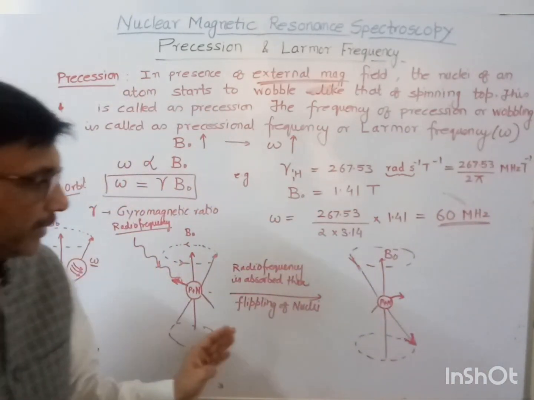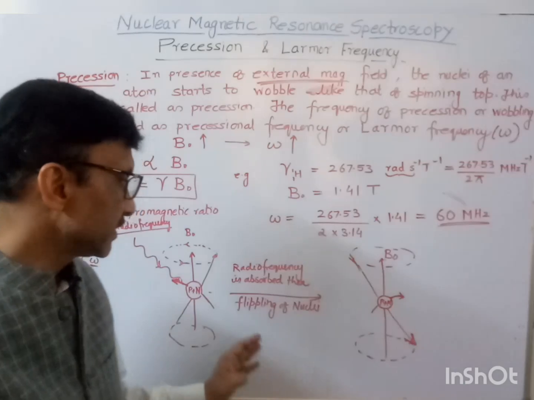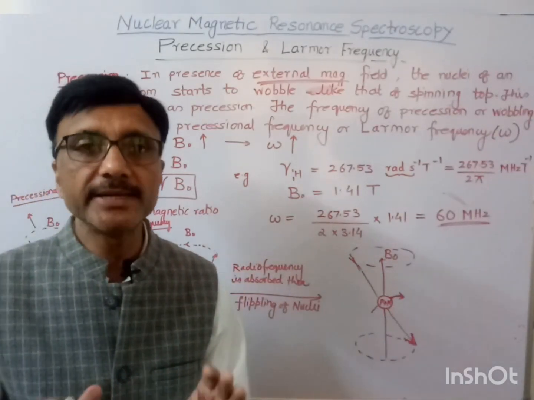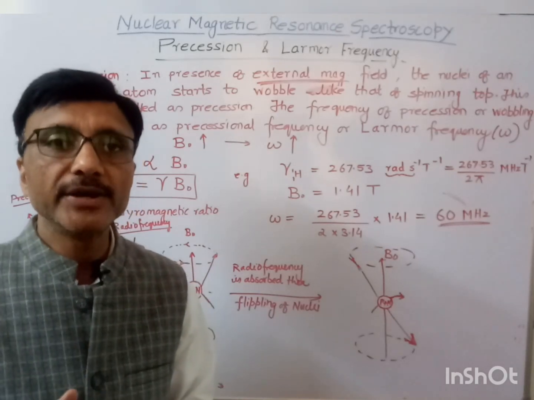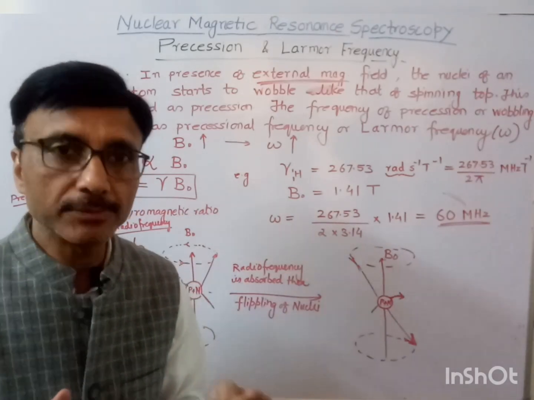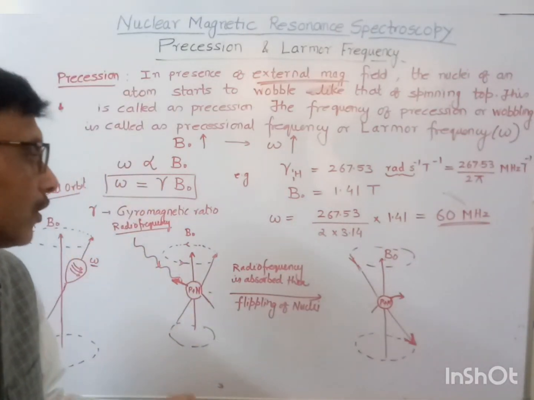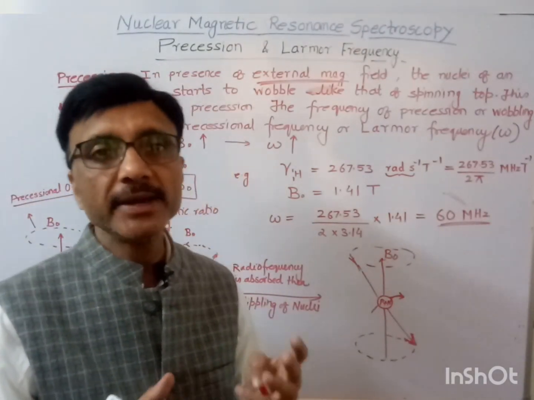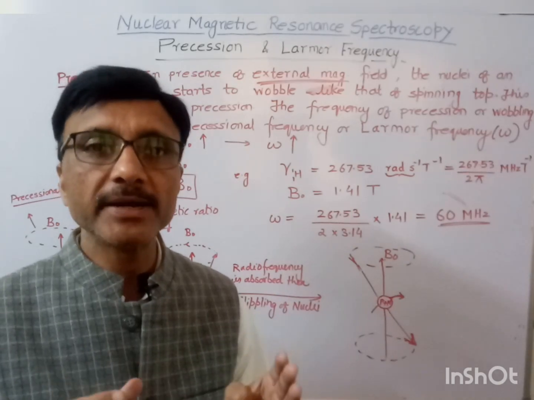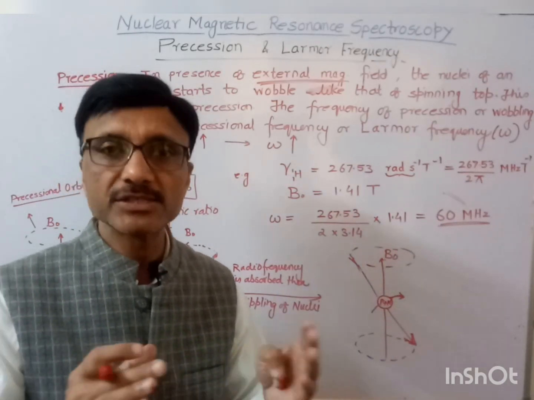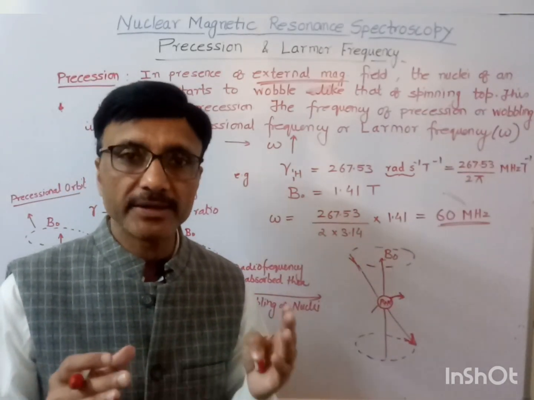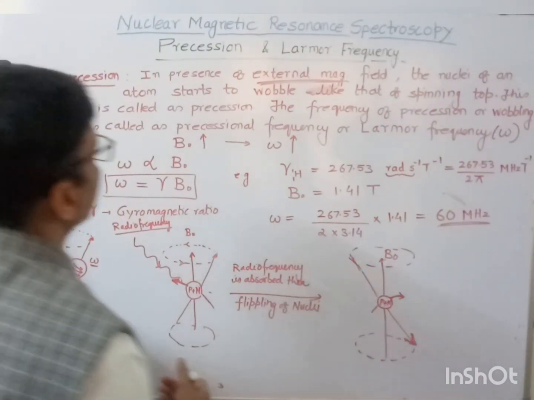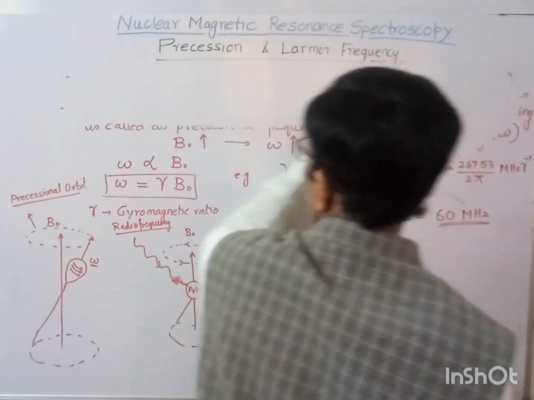So the flipping takes place when the radio frequency is absorbed. Until and unless the radio frequency or radiation is absorbed, the flipping will not take place. And when the flipping takes place, the resonance will take place, and we get the NMR signal. So we can also show it by a different diagram. So let us see.